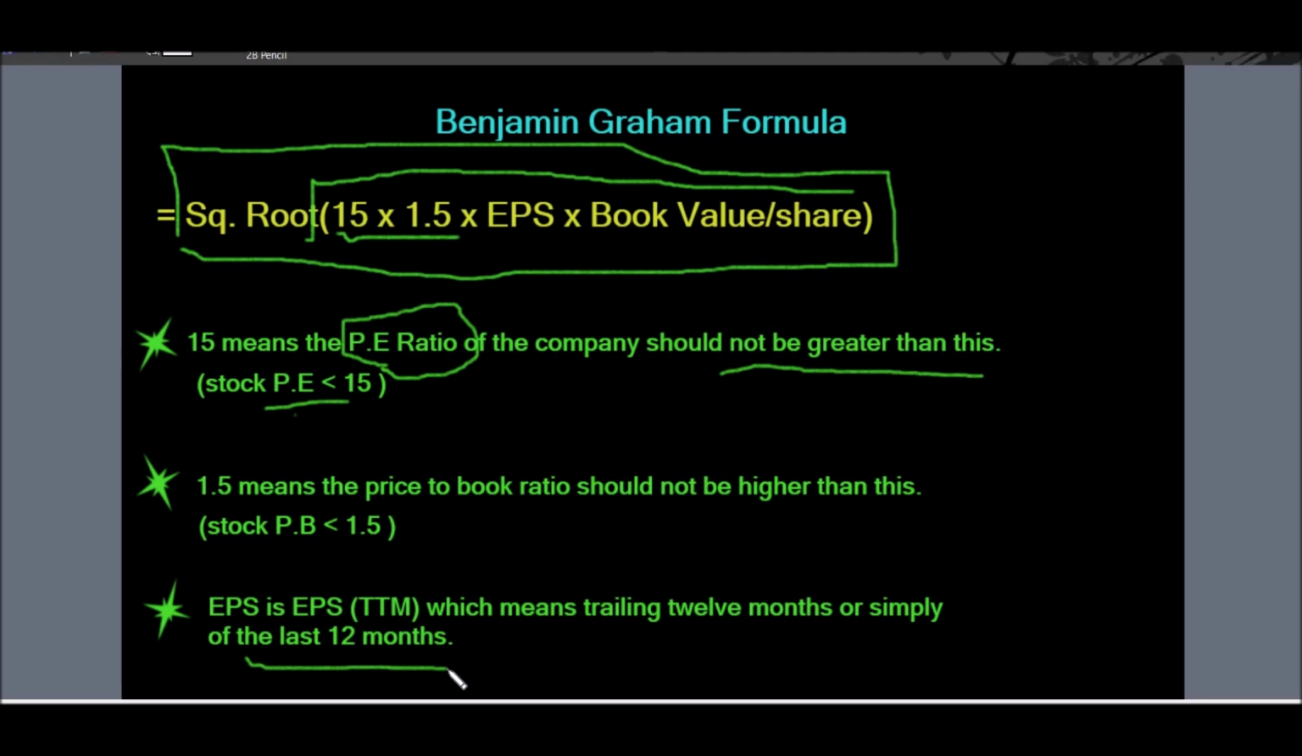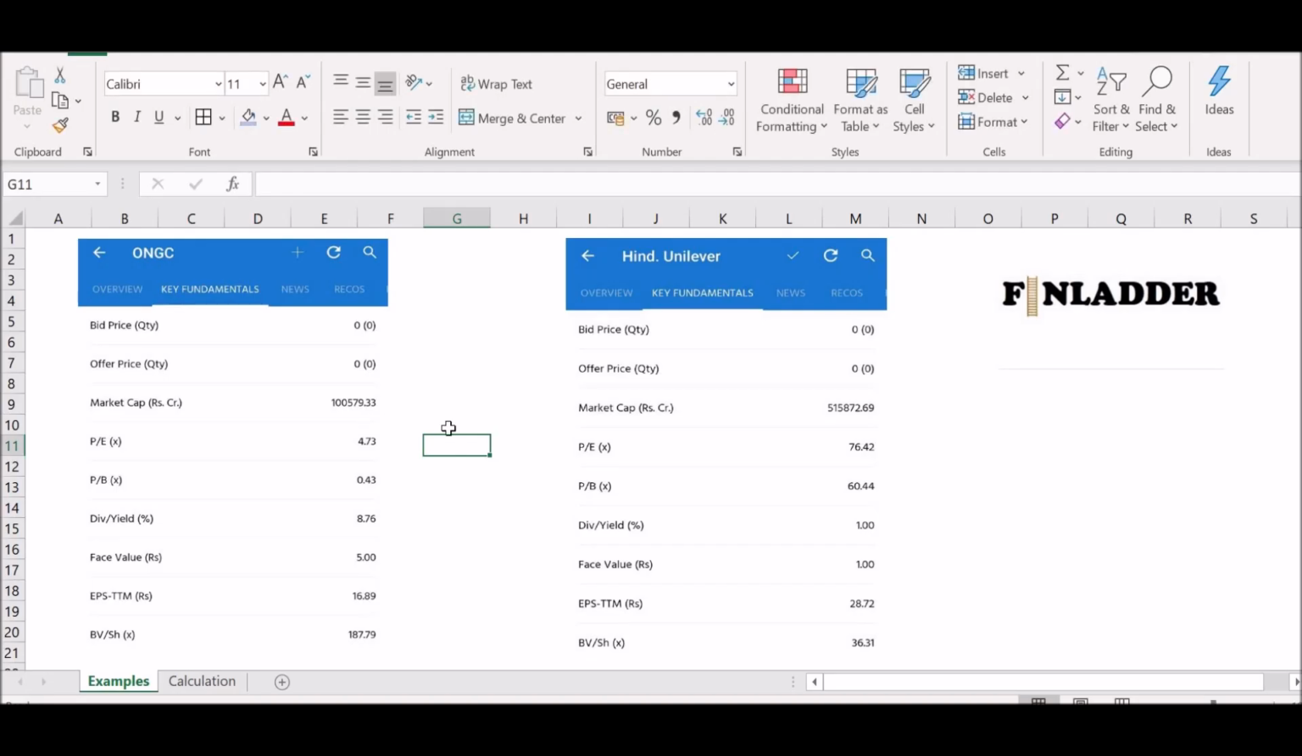Now let's take a real life example, or rather two examples, to see how we actually use this formula on the stocks that are being traded in the market. So I'll quickly open the Excel sheet. I've taken two companies. One is ONGC and one is HUL, Hindustan Unilever.